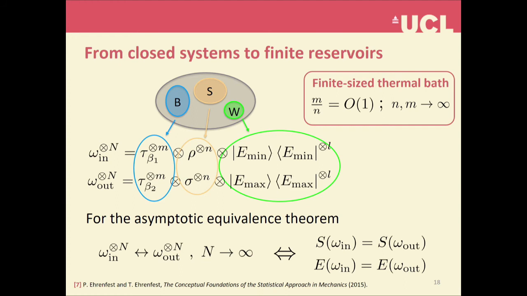And a remark, what I mean with finite size thermal bath is that the number of copies of my thermal bath, this m, divided by the number of copies of my system is equal to a constant, even though, since we are considering the asymptotic limit, both of them will tend to infinity. So m and n by themselves tend to infinity. The ratio between the two is constant. It means that per single copy of my system, I just have few copies of my thermal reservoir, which is, I think, what I would mean for a finite size thermal bath.